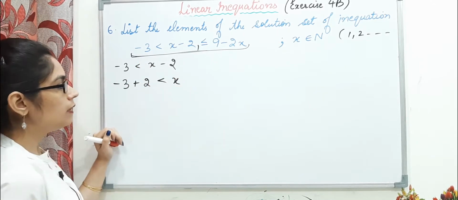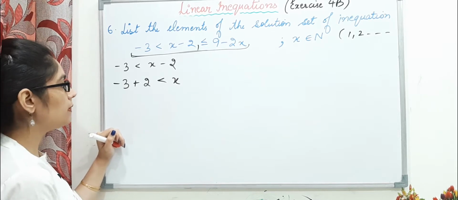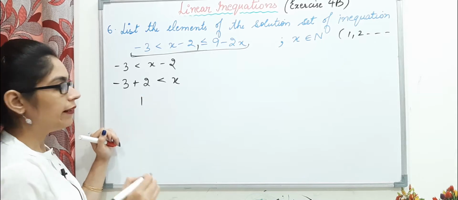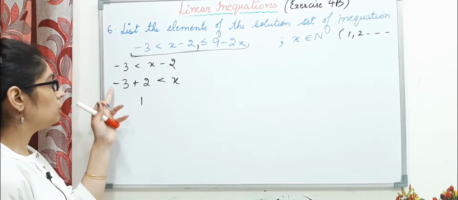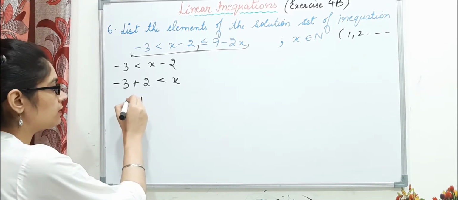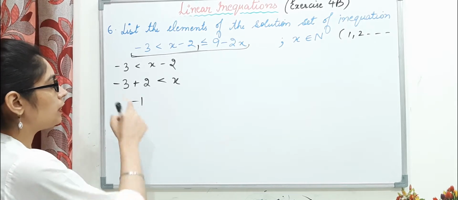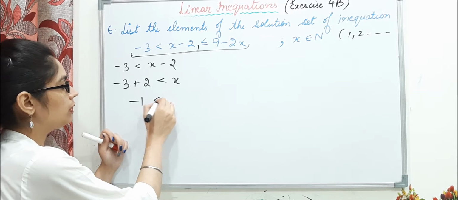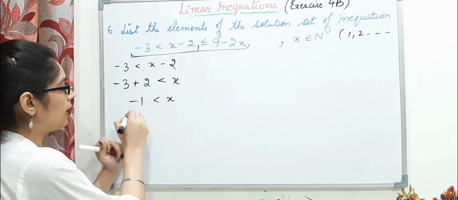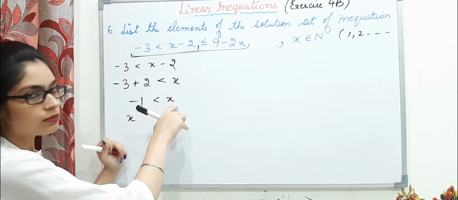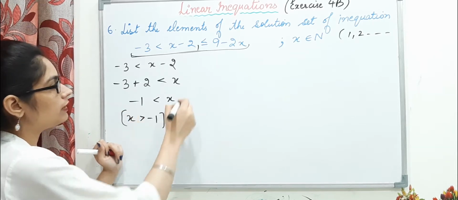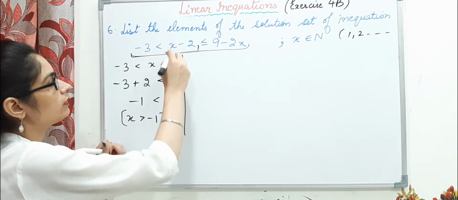So minus 3 plus 2: minus plus minus, so 3 minus 2 is 1, and the sign is that of the greater number. The greater number is 3, and with 3 the minus sign is there. So minus 3 plus 2 is equal to minus 1, less than x, or I can write it in this way because x is greater, x is greater than minus 1. This is one solution. Let's find the next one.